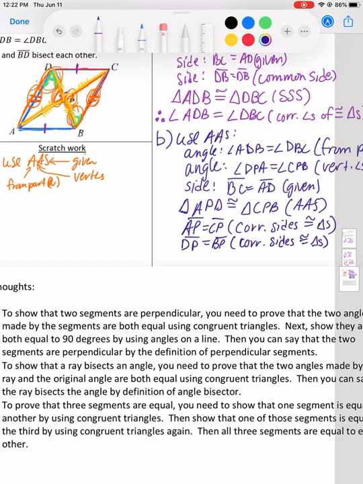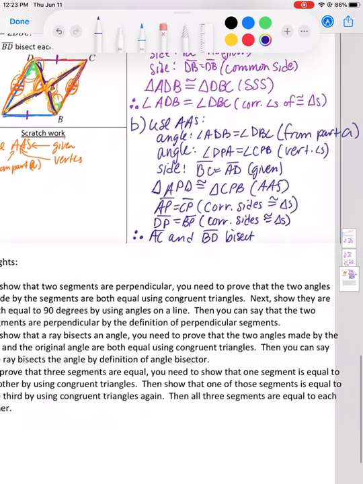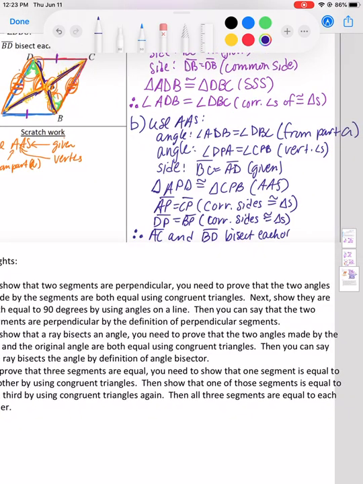So now we've shown that those two segments separately are equal. Because they're all equal, AP and CP are equal to each other, DP and BP are equal to each other. That means that they bisect each other. So we can now say our last thing that we're trying to prove, which was AC and BD bisect each other. Okay, that's what we wanted to prove. And the reason is from definition of segment bisector.